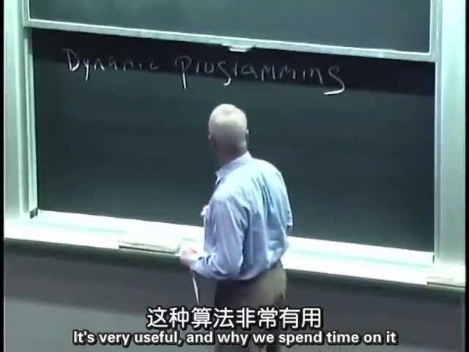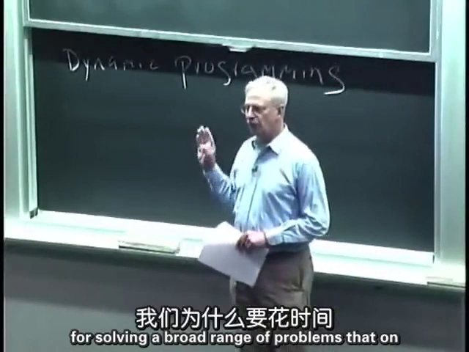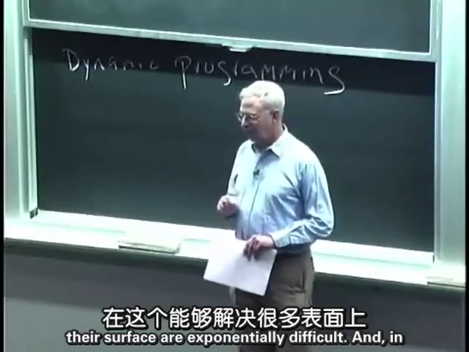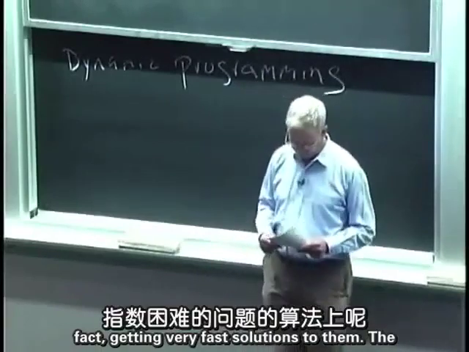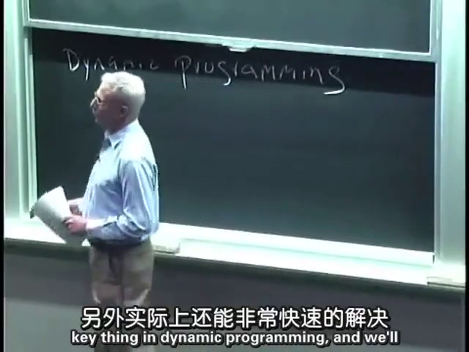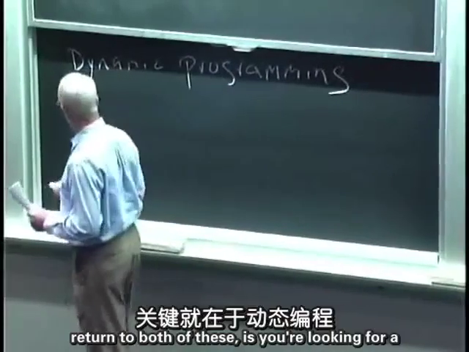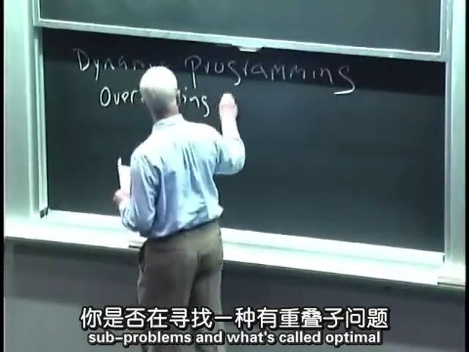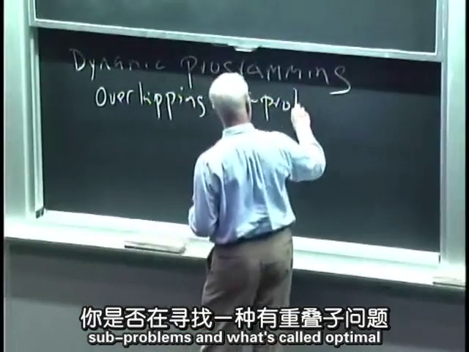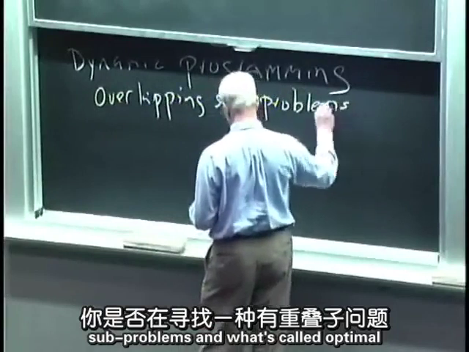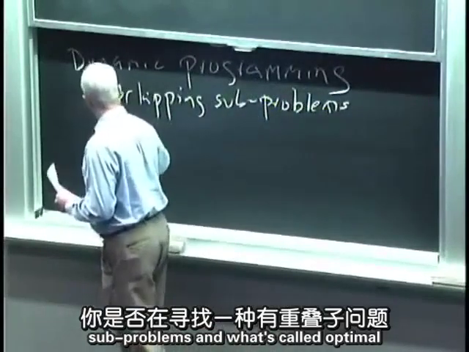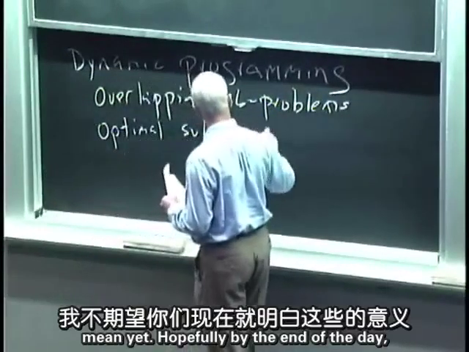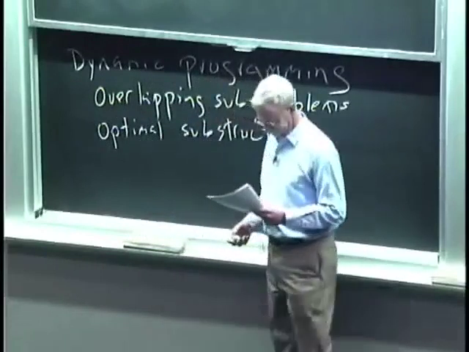It's very useful, and it's why we spend time on it, for solving a broad range of problems that on their surface are exponentially difficult, and in fact getting very fast solutions to them. The key thing in dynamic programming, and we'll return to both of these, is you're looking for a situation where there are overlapping subproblems. And what's called optimal substructure. Don't expect to know what these mean yet. Hopefully by the end of the day, Tuesday, they will both make great sense to you.